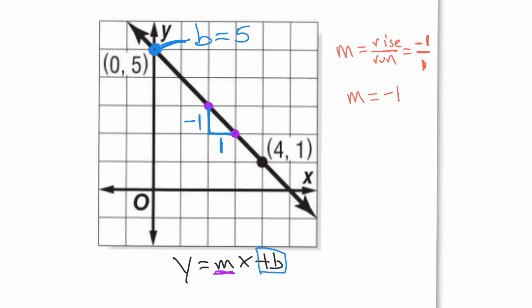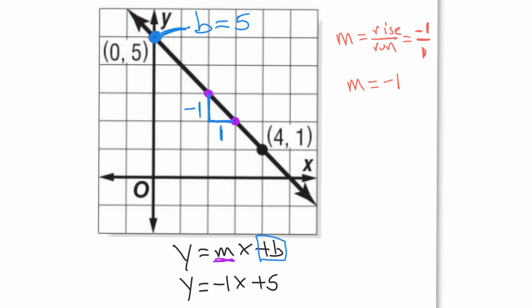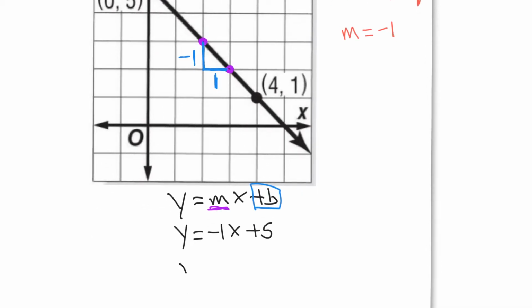Now you guys just write down your answer. Y equals, the slope is -1, x, and b is +5. Do we need that 1 next to the x? No, but you guys do need the negative. So you can put -x plus 5 as your answer. And this is slope-intercept form.